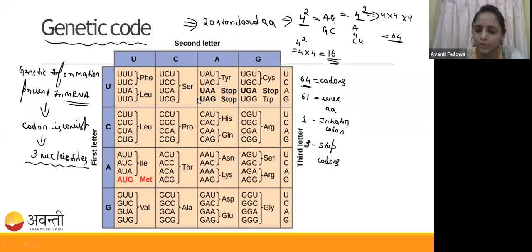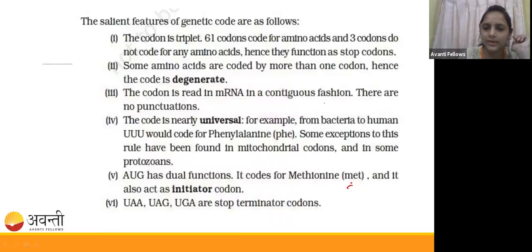Okay guys, let us move to the next. I think you understood this, right? There are 64 codons. In that 64, 61 codons are for sense, that is, they code for the amino acid. 1 codon is for the start, which is called the initiator codon. The other 3 are called stop codons. Okay, now let us move to this.